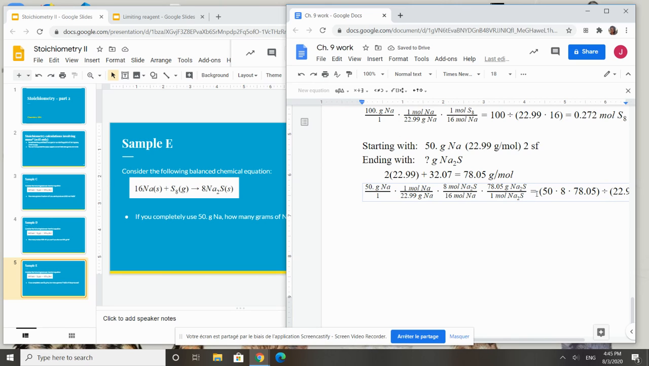I'll put this on its own line because it looks like I'm running out of space here. If you always put it in this way with the parentheses, you'll never go wrong. Then I have to round to 2 sig figs, so I got 85 grams of Na2S.